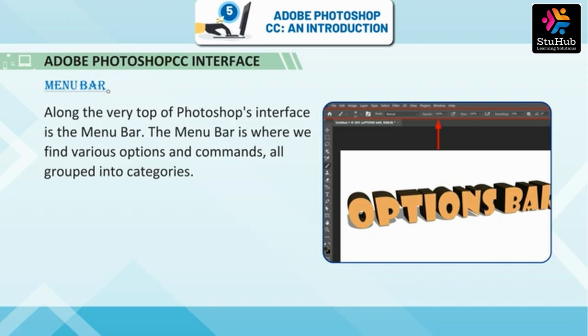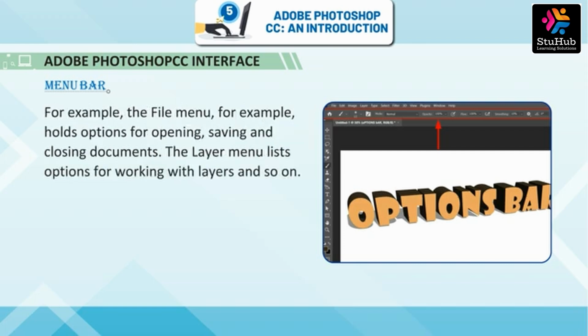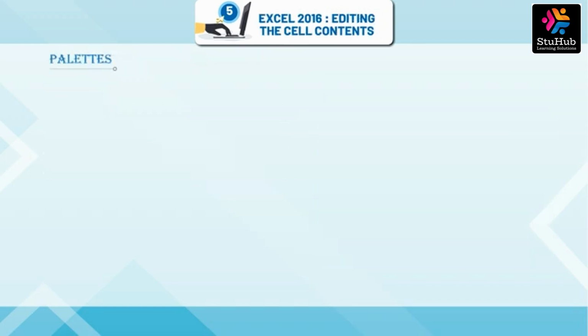Menu bar. Along the very top of Photoshop's interface is the menu bar. The menu bar is where we find various options and commands all grouped into categories. For example, the File menu holds options for opening, saving and closing documents. The Layer menu lists options for working with layers and so on.